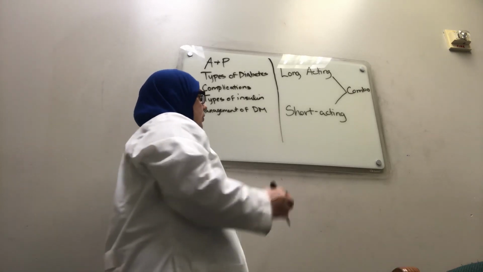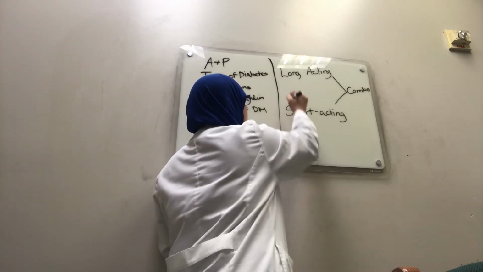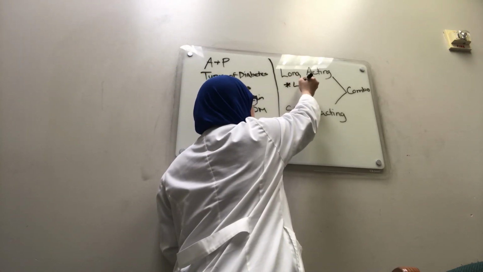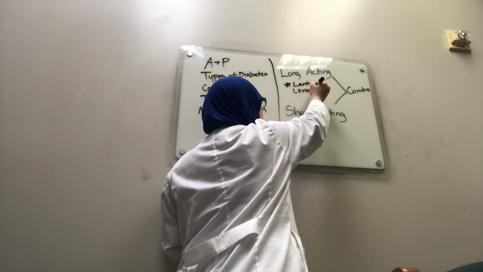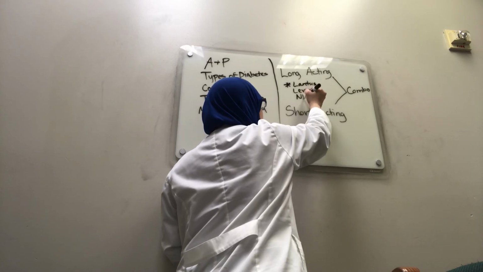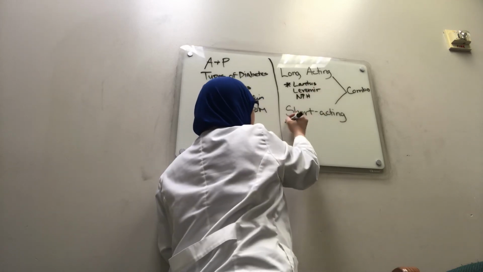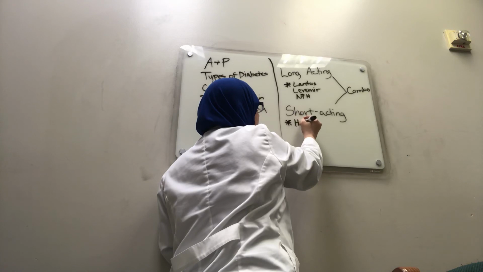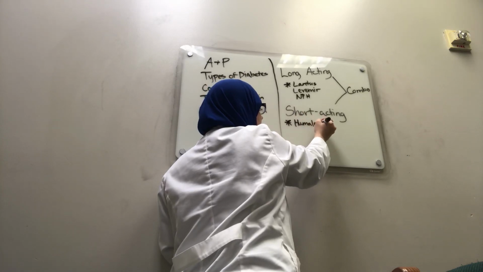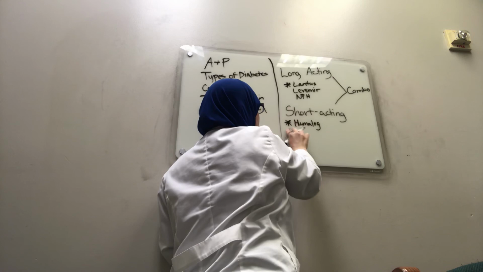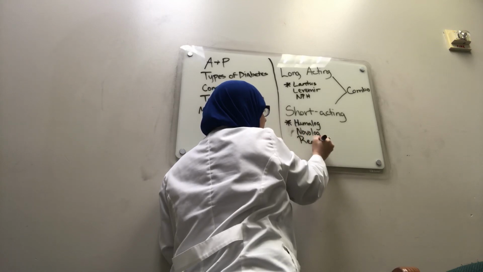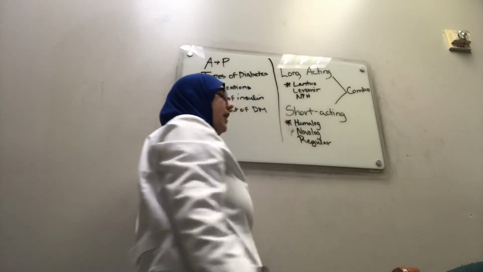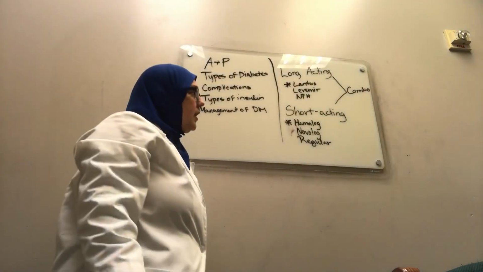And our short-acting are going to be like... These are the ones you're going to see most commonly in the hospital. Okay? And our short-acting is going to be like Humalog, Novolog, and regular. And then you may see some newer ones from time to time like Fiasp or something like that, usually on the patient's home medication list.